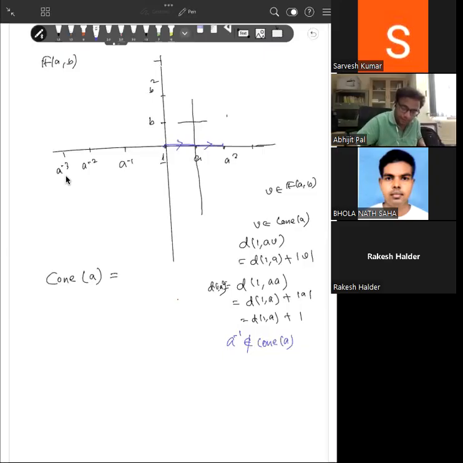Any element which lies on this left side would not be in the cone, I think. Left side means this one. No, I mean left side of 1. Okay, I mean this a inverse squared. Okay. So any word starting with a inverse at least, any word which starts with a inverse will not be in the cone, that is what you are saying, right? Yes, that part I agree. Okay. And what is this full set? Can you describe it?